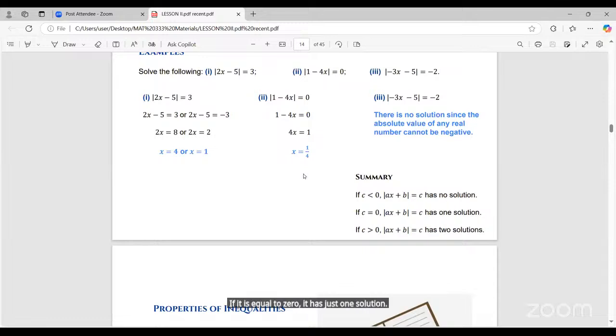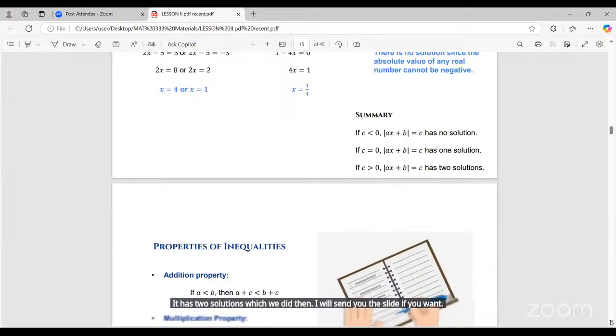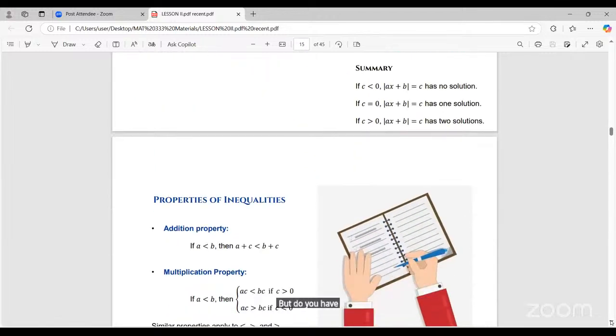Sorry, are you going to send the slide? Please let me finish. If c is greater than 0, then it has two solutions, which we did there. That's the summary. I will send you the slide if you want. But do you have your textbook now? Don't you have the textbook?